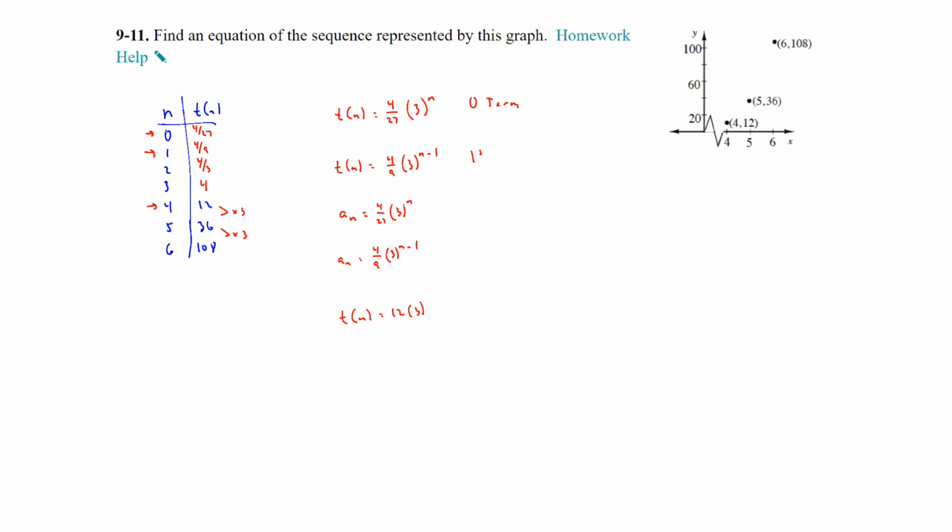This is the first term. So what if it was the fourth term? What would I raise it to? And if you said n minus 4, you would be correct. So you can double check that in the table, but there's plenty of ways to write a sequence. It just depends on where you start.